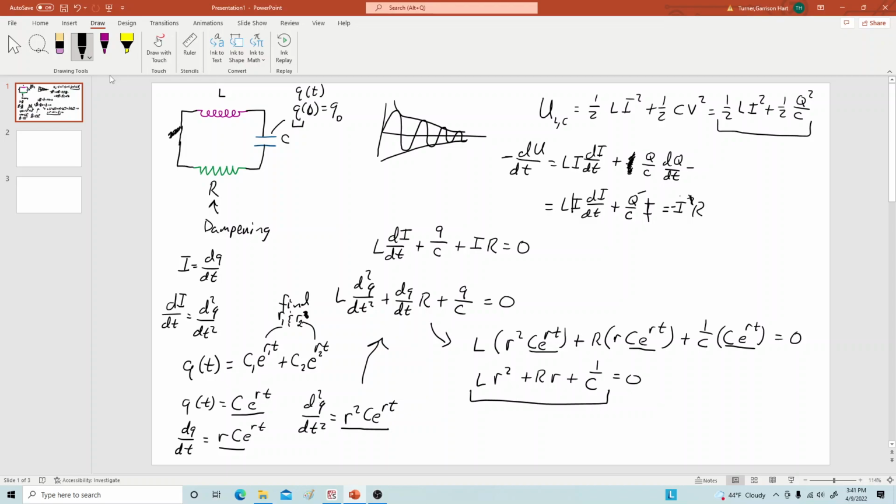I can write the quadratic equation as a times x squared plus b times x plus c equals 0. And if I have it in that form, then x is equal to negative b plus or minus the square root of b squared minus 4ac all over 2a. Okay?